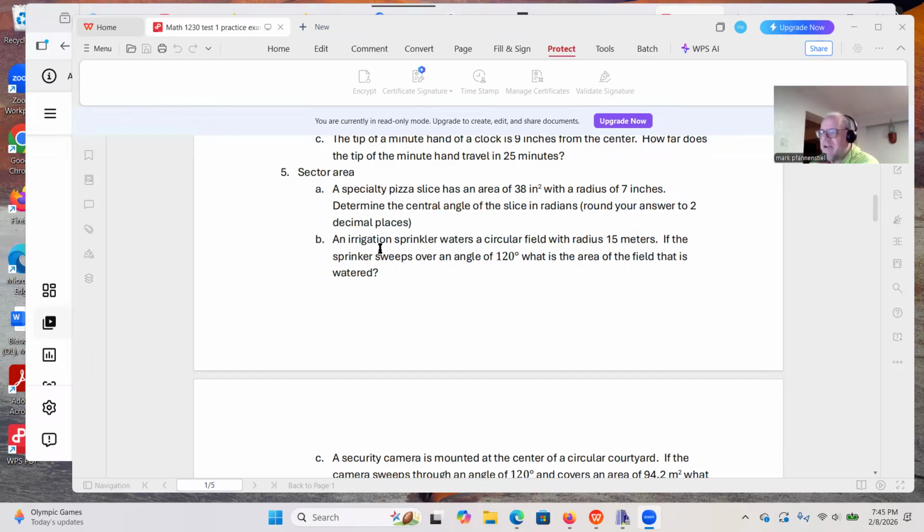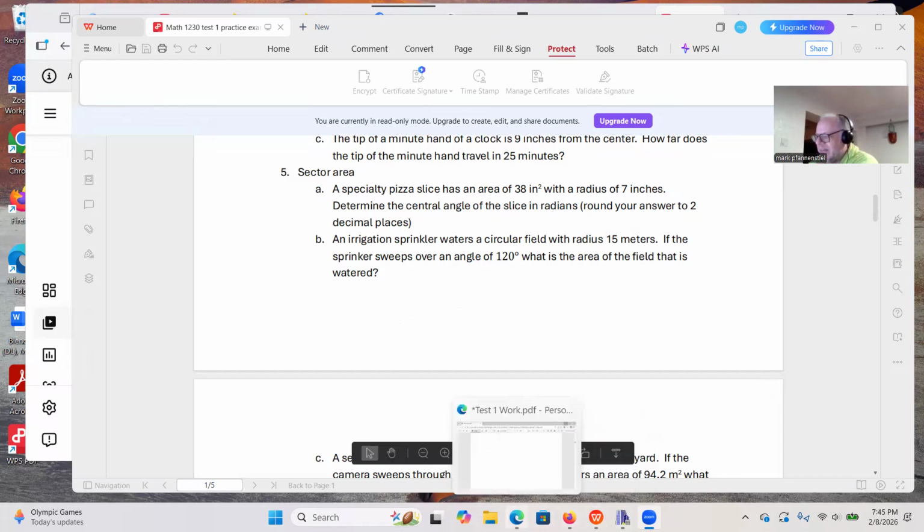So we have a sector area. A specialty pizza slice has an area of 38 inches squared with a radius of 7 inches. Determine the central angle of the slice in radians. Round your answer to two decimal places. Beautiful. All right, so let's go ahead and have a look at this. So we're looking at sector area.